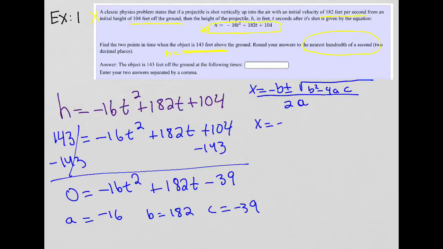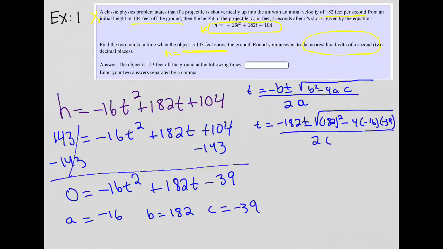So I have t equals negative 182 plus or minus, and let's use t because we're dealing with time, so it's always good to use the right variable. The square root of 182 squared minus 4 times a times c, negative 39, over 2 times, I'm sorry, negative 16. Easy to make mistakes. Don't want to do that. Now it's all about simplifying.